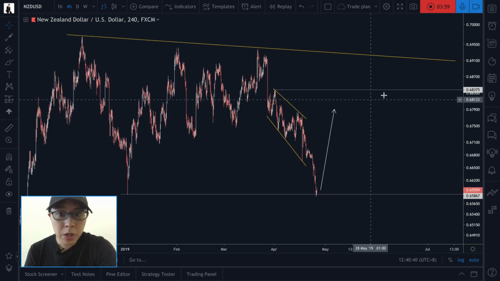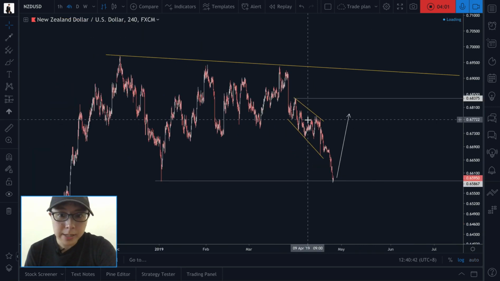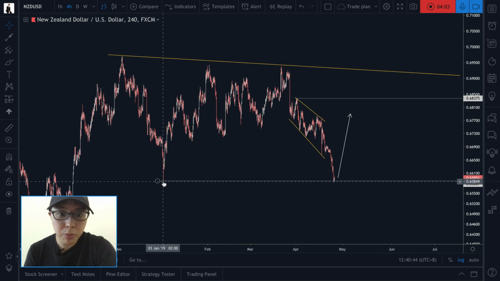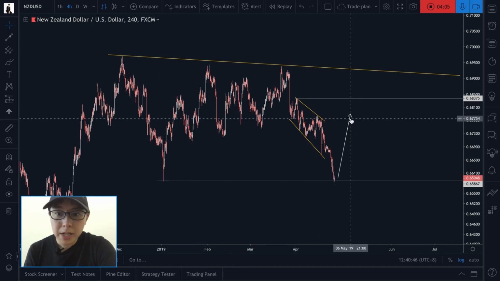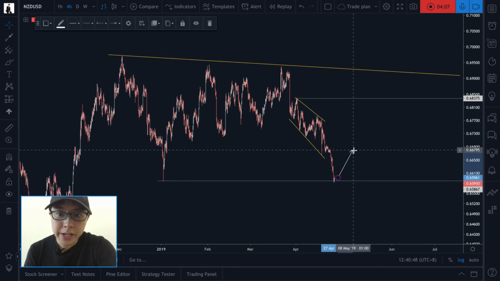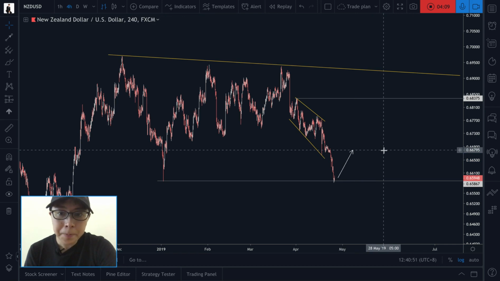Kiwi dollar actually very similar. You can see that right now price is at the previous low, so I'm expecting some form of at least a retracement higher, before it wants to continue lower. In terms of the Aussie and the New Zealand, I believe that the Aussie dollar would give you a much clearer structure for you to actually capitalize on.